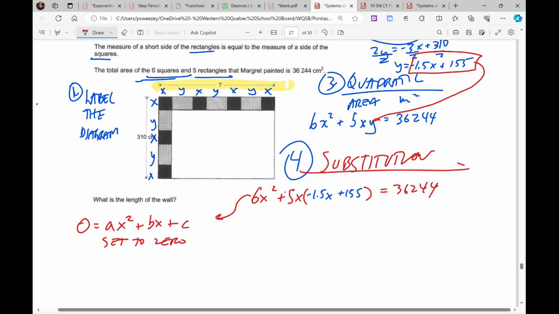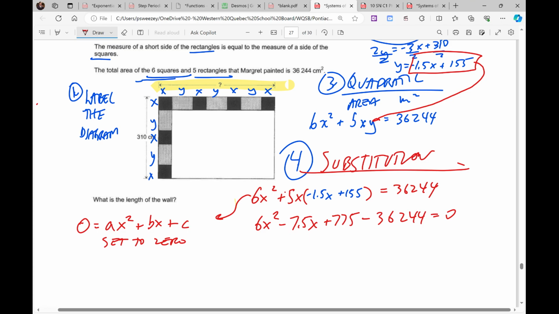So in this case, I'm probably just going to FOIL that guy throughout. Then I'm going to take a look at this guy here, bring the 36,000 over, and I'm going to be stuck with the quadratic equation. I don't know if I'll be able to factor this guy. I'll try. Lord knows I'll try. Because then my 5 times 155. Oh, write that in. So 6x squared minus 7.5x plus 775 minus 36,244 is equal to 0.